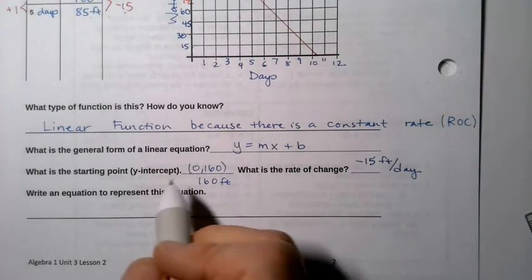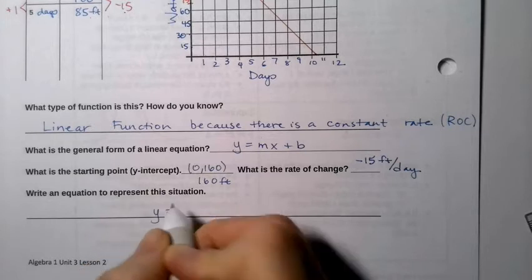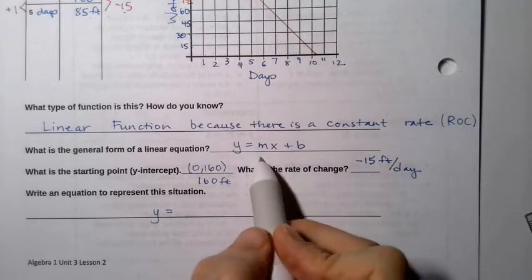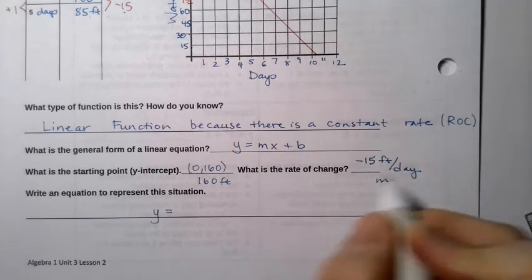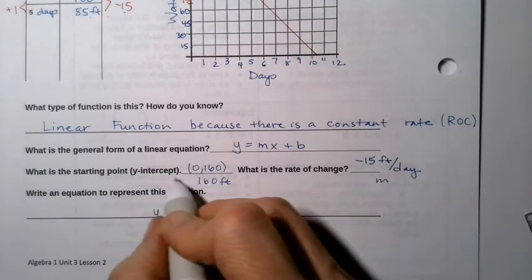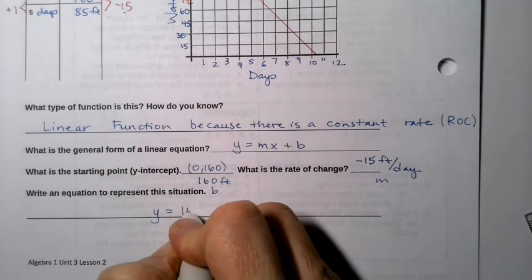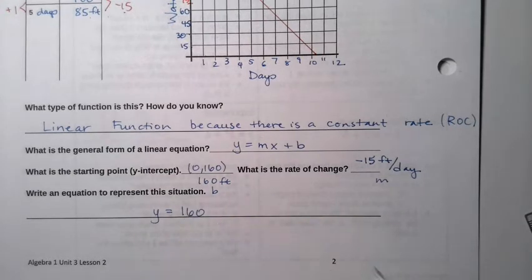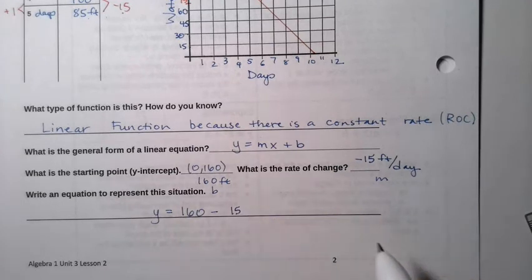To write an equation that represents this situation, we know that we get y values. We can substitute it right here by knowing that our rate of change is the m and that the y-intercept is our b value. We can also just think in the context of this problem. We start with 160 feet of water and we're subtracting 15 feet per day.